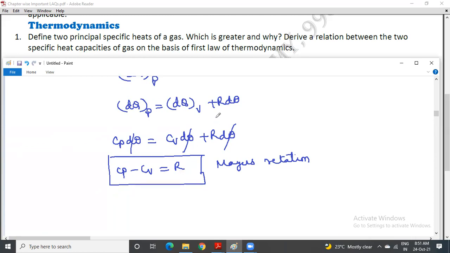Students, in my next session I'll continue with the numericals in different chapters, which you may get in SAQ or LAQ, or in very short answers also.